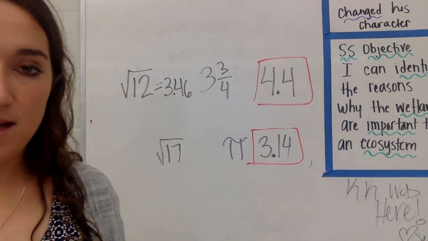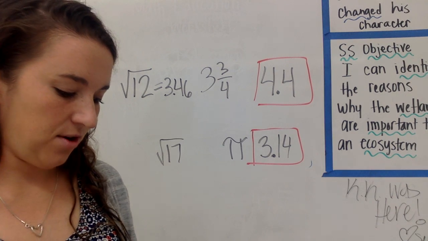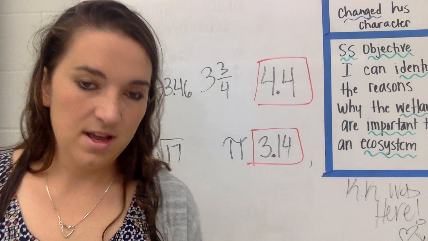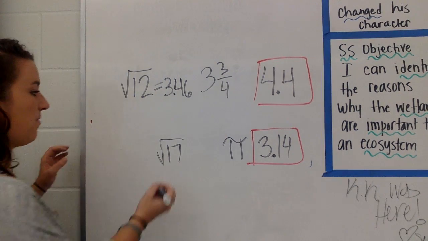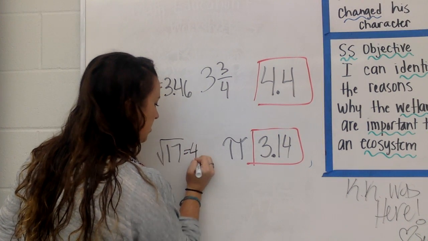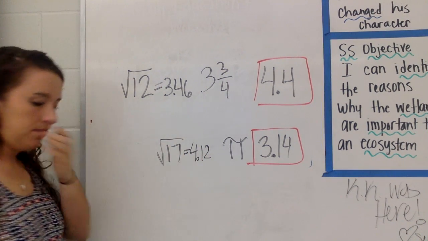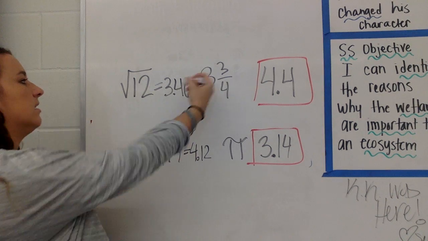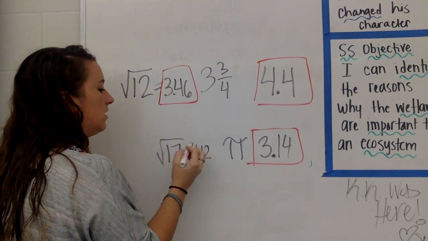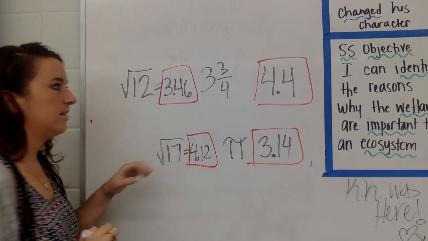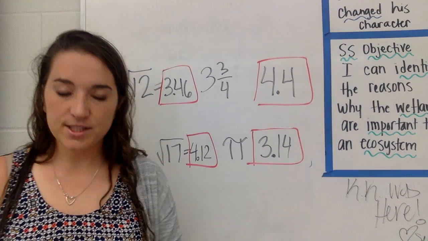We'll do the same thing for square root of 17. Try it on your own. You should have gotten 4.12. So now we have this number, we have this number. And then we have 3 and 3/4.